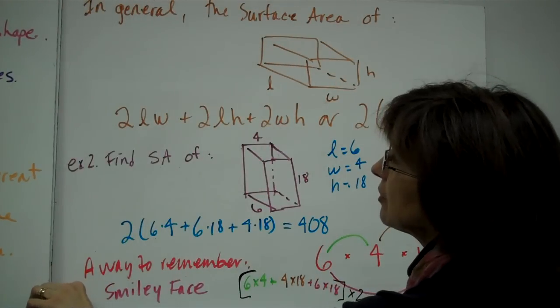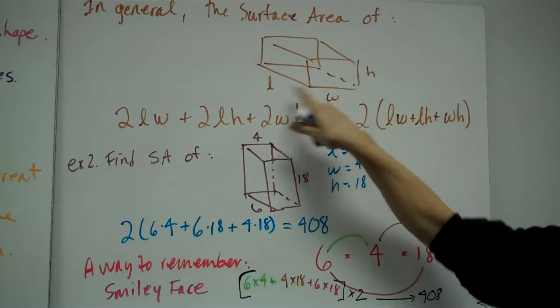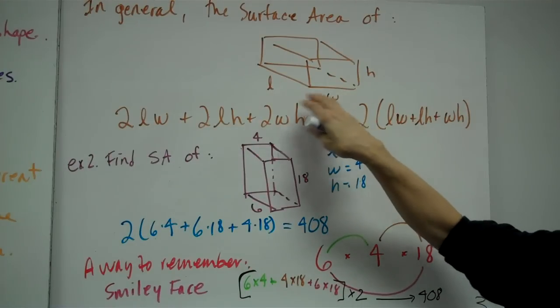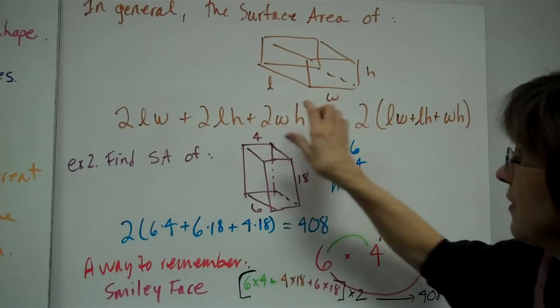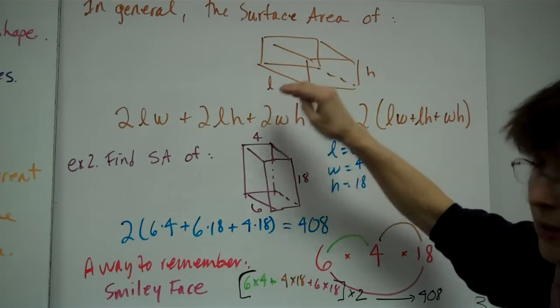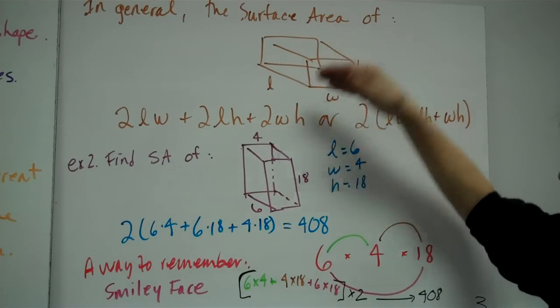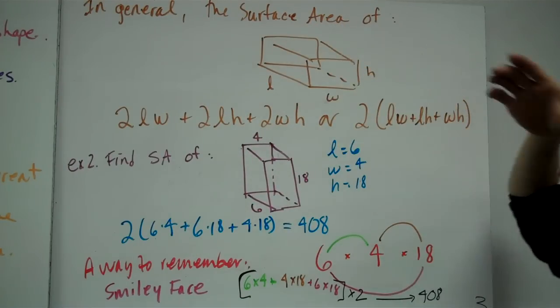Okay, so in general, say this is the height, the length and the width. You'll see the length and width interchange. Some people call this the width and this the length. It doesn't really matter, okay? In general, the surface area is twice the length and the width, that would be the top and the bottom, plus twice the length and the height, that would be the 2 sides, plus twice the width and the height, and that would be the back and the front of this particular shape.